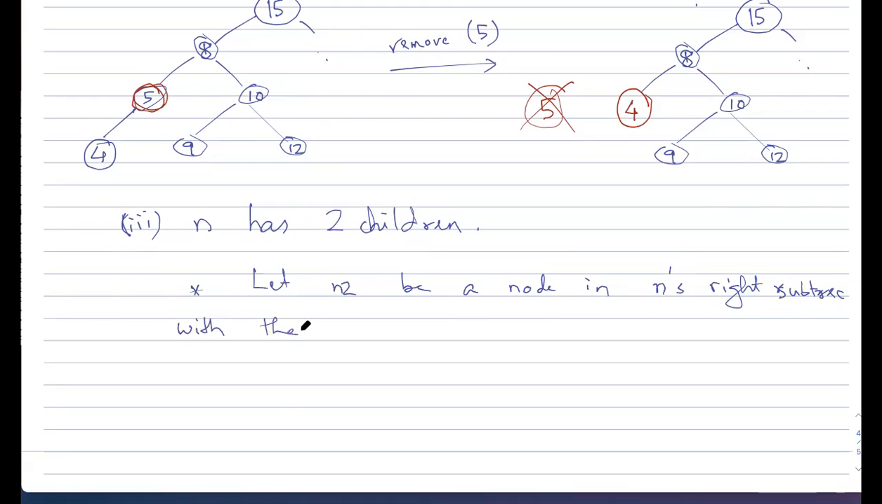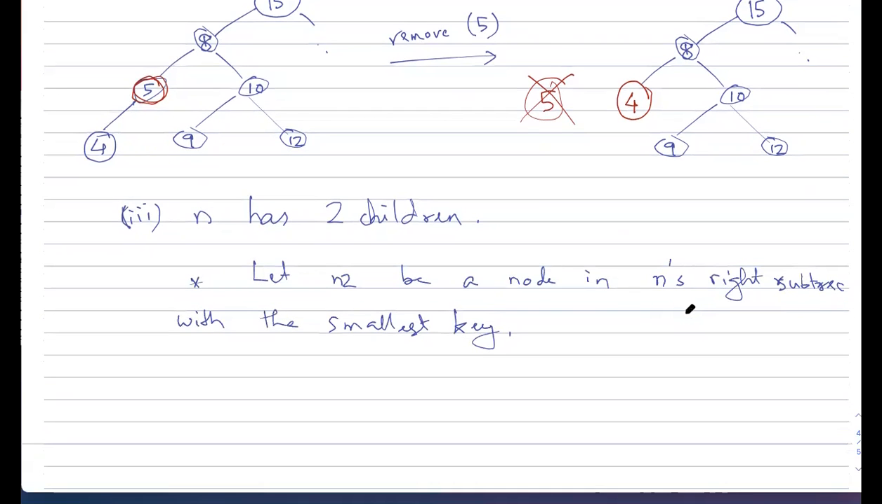with the smallest key. In other words, in the right subtree you're trying to find the largest value, that is, the smallest value that is larger than n. Okay, that's what you're trying to find.